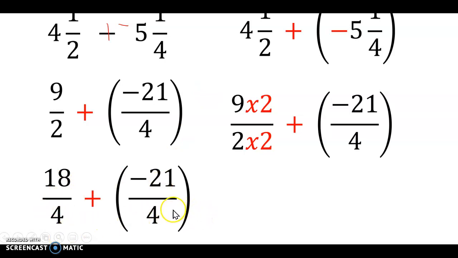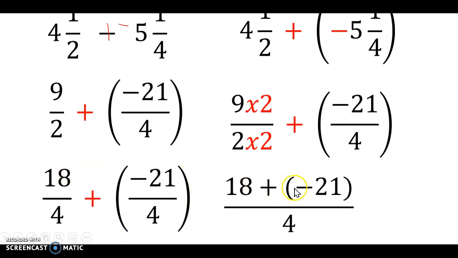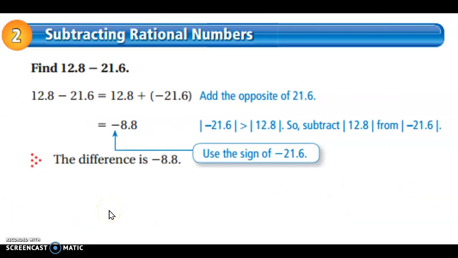They have a common denominator, positive, negative. So positive 18, negative 21, you're going to subtract, and there's more negatives. So you end up with a negative 3/4. All right, so on these, again, you want to write them as an addition problem, and then you'll figure out if you add or subtract.